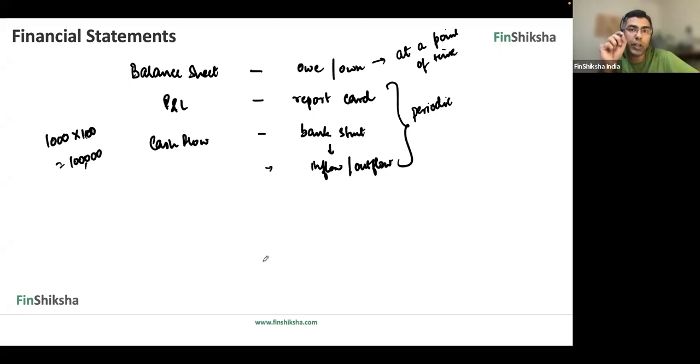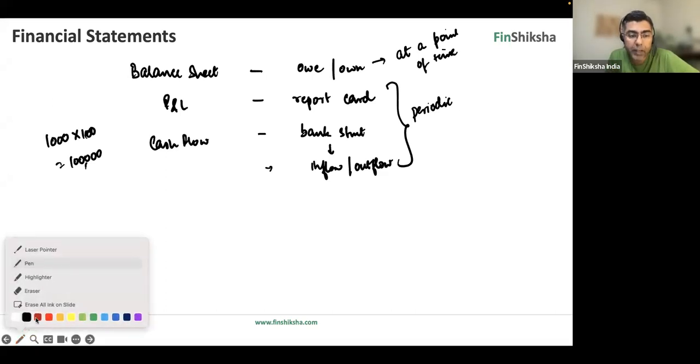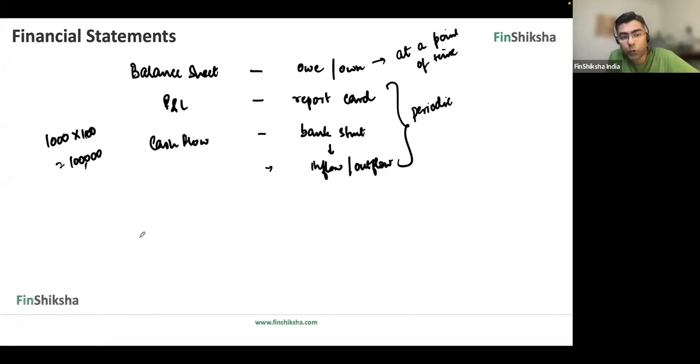When you're making a balance sheet, it is as on 31st March 2023 or 31st March 2022. The P&L will be for that period, which is the last financial year. The cash flow will be for that period, right? If I were to make it visual, you will have a balance sheet on 31st March 23. And if the business does not do anything, you will have the same balance sheet on 31st March 2024.